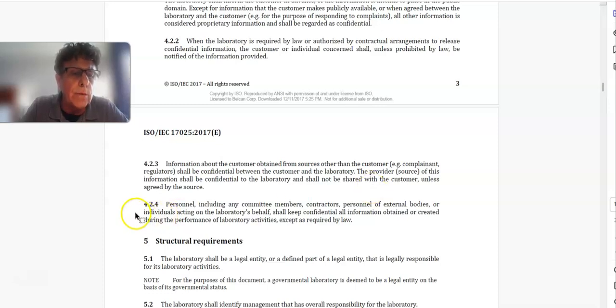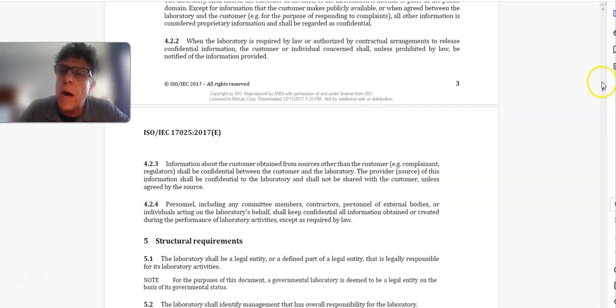You'll notice that in section 4.2.4, personnel, including committee members, contractors, personnel of external bodies, and individuals acting on the laboratory's behalf shall keep confidential all information. Some sort of documentation to prove that would be a non-disclosure agreement you have with vendors and with external bodies, or maybe some sort of sign-in sheet when somebody visits your lab, that when they sign in, they sign some sort of agreement that says they will keep information confidential.